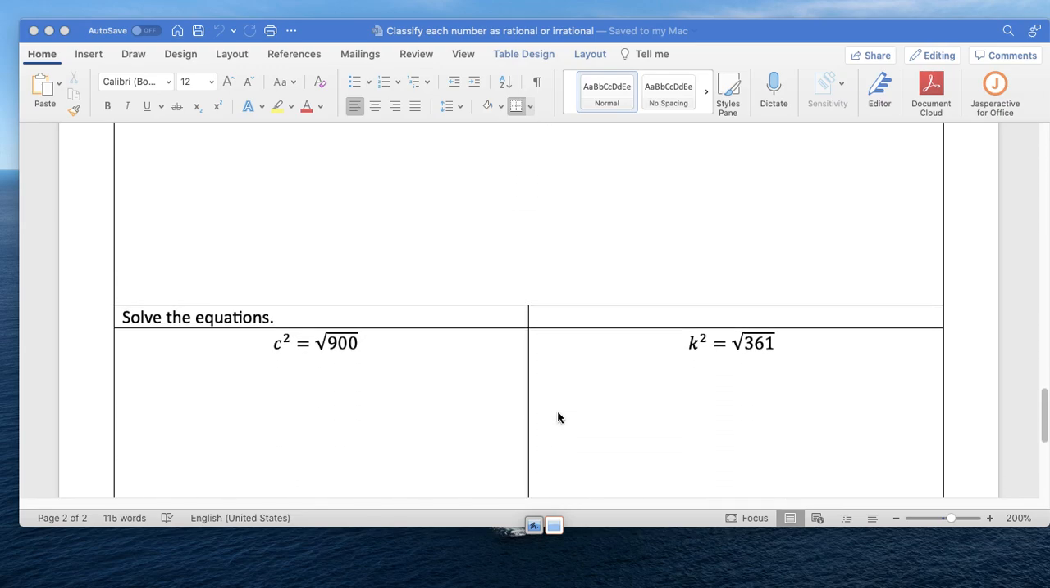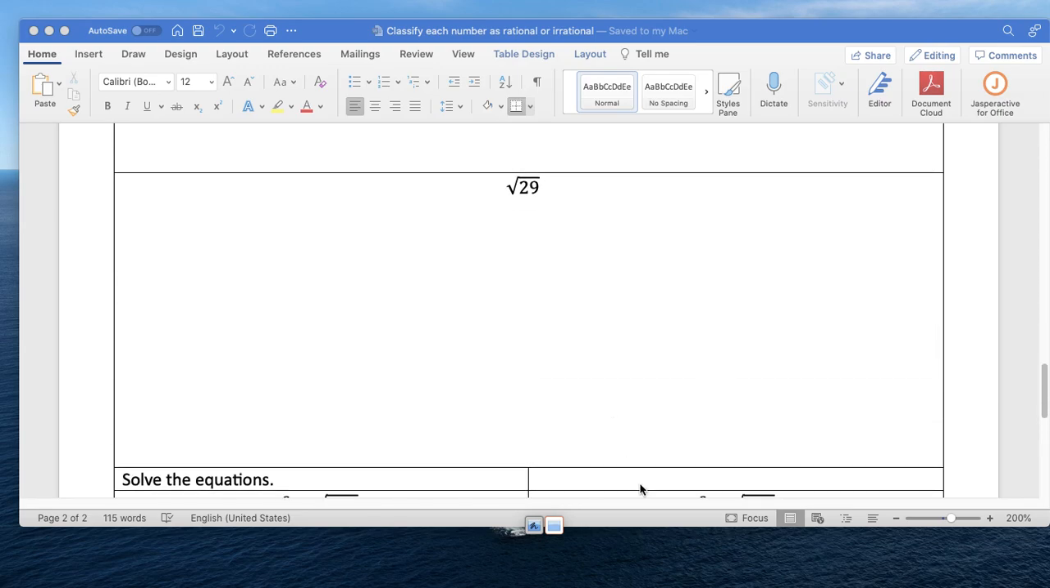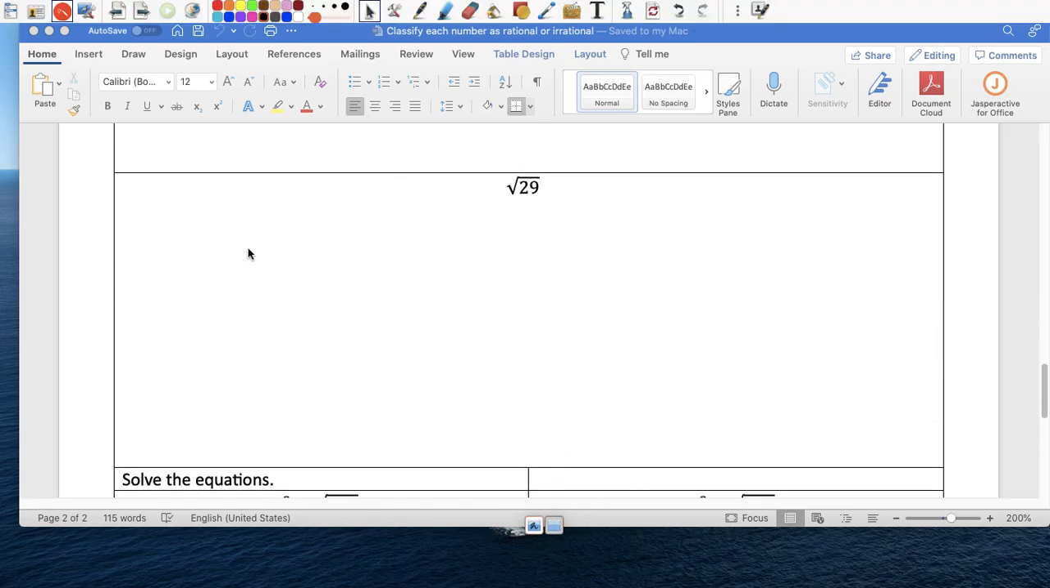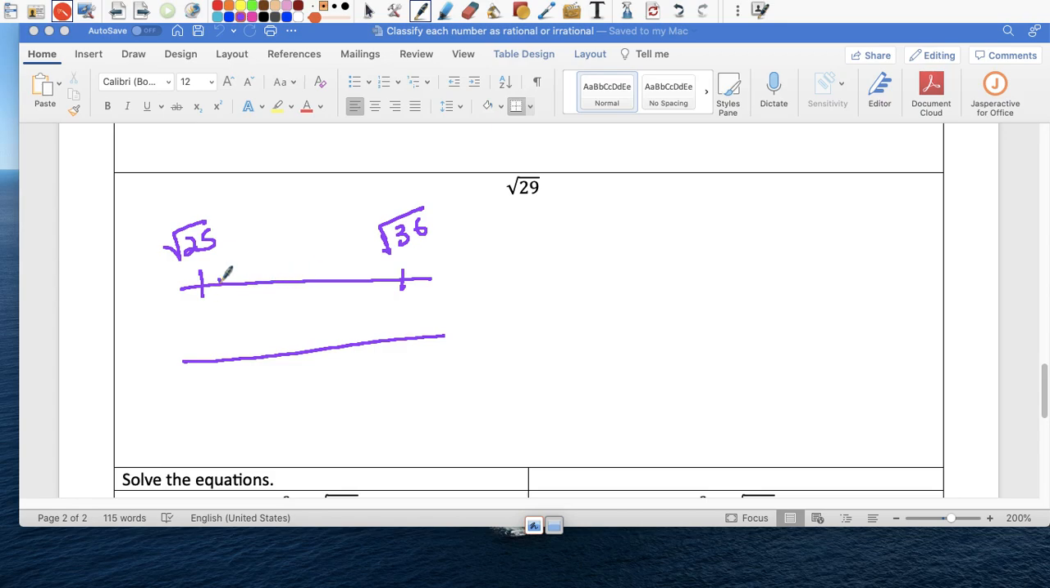Next one, square root of 29. All right, so we'll do it both methods. Well, it's between the square root of 25 and what's the next one? 36. That I know for sure. 25, 26, 27, 28, 29, 30, 31, 32, 33, 34, 35, 36. Good. So square root of 29 is here.